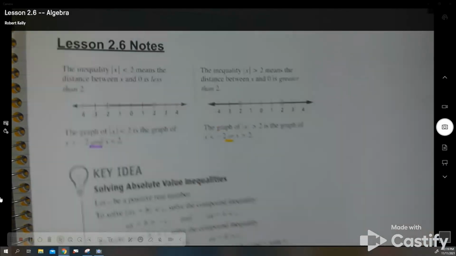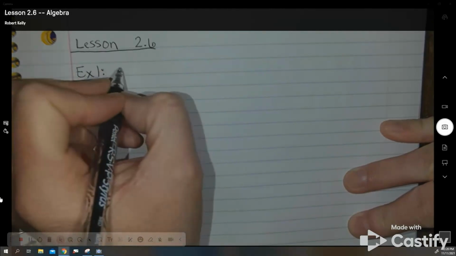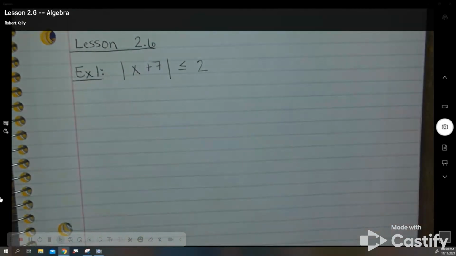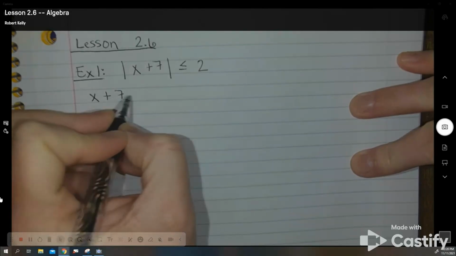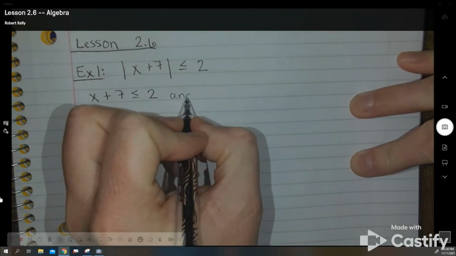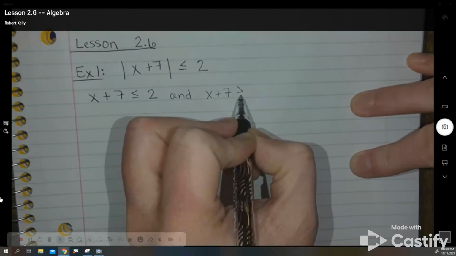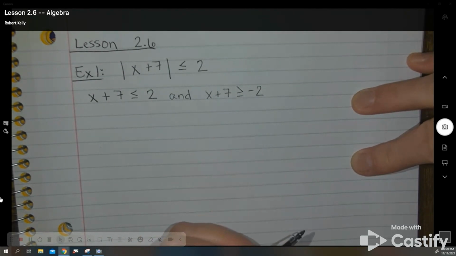So let's put this into action, and look at exactly how to do some of these problems together. For example 1, we have the absolute value of x plus 7 is less than or equal to 2. Since this is a less than, we know we're going to be working with "and." So we have to do exactly what it is: x plus 7 is less than or equal to 2. And the opposite. So remember, the x plus 7 part stays, and it's greater than or equal to -2. So we flipped our sign and we changed +2 to -2.